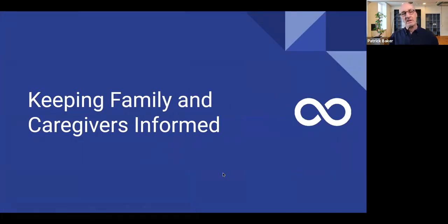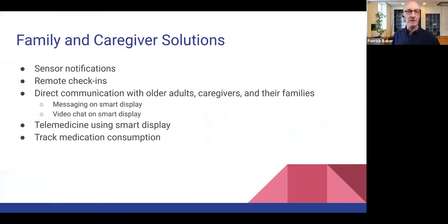So how are some of the ways that this technology can help keep our family and caregivers informed about the well-being of older people? Well, as I mentioned before, you've got the sensor notifications. So this would be things like the smart stove plug, things like the fall detection devices, the door and window sensors that you can use on a kitchen cabinet.